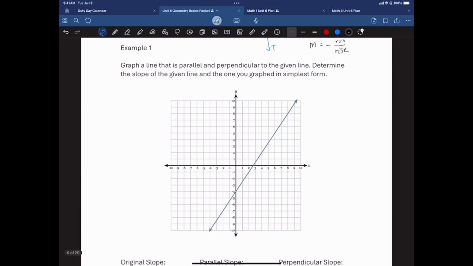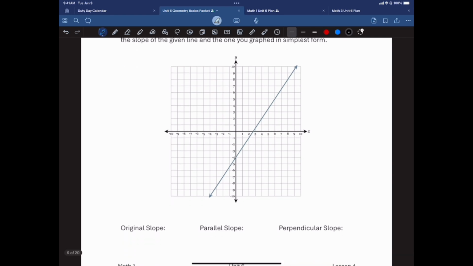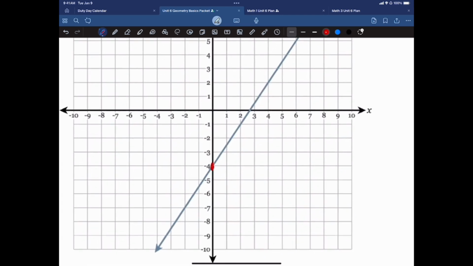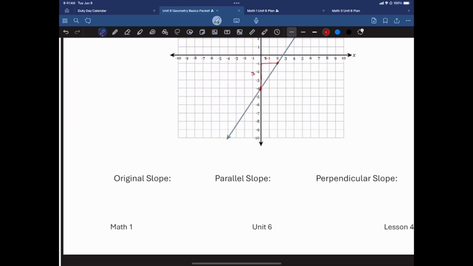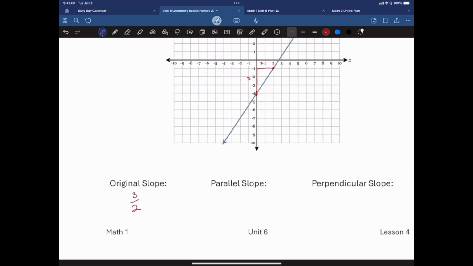We want to graph a line that is parallel and perpendicular to the given line. So determine the slope of the given line, and then graph the ones you found, in simplest form. Let's look at the original one. I'm looking for points that are easy to read, so I'm going to zoom in. Here's a point here, and here's a point here. My original slope would be going up 1, 2, 3, and to the right 2. So my rise is 3, my run is 2, so the original is 3 over 2.